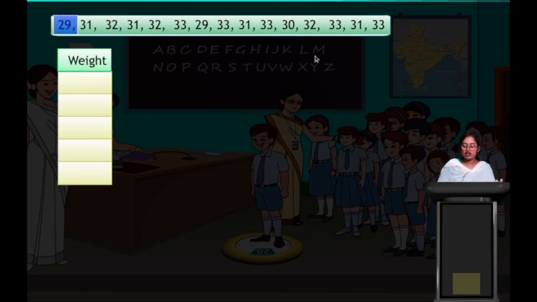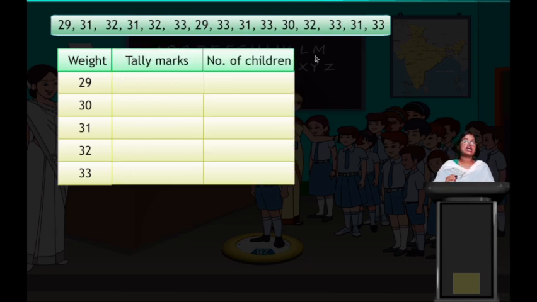So here you can see 29 is there. So I am mentioning the 29 in the weight section. Like this, I am mentioning all the weights here. So what is the next step? Yes, now let us write the tally marks for this. So here you can see 29 has occurred 2 times in the given data. So what will become the tally marks here? Yes, it will become 2.